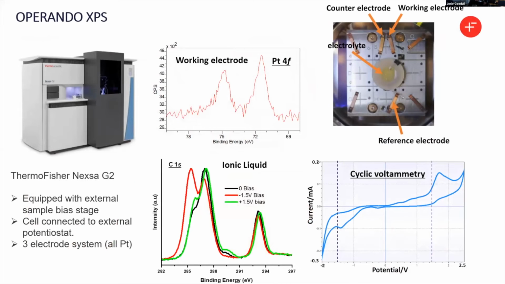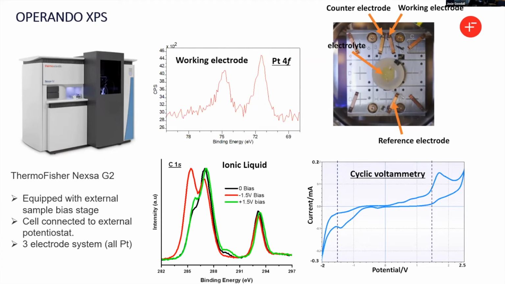Okay, so then we went to Thermo. To do the measurement, we need to have the biases applied from outside, and so Thermo gave us the instrument to use in XPS. They have the stage which can be connected to external bias. So it is a standard 3-electrode cell. All 3 of them are platinum in here, and I can apply bias and see how it is cycling inside the XPS in UHV.